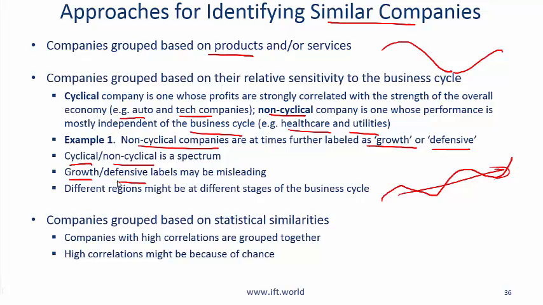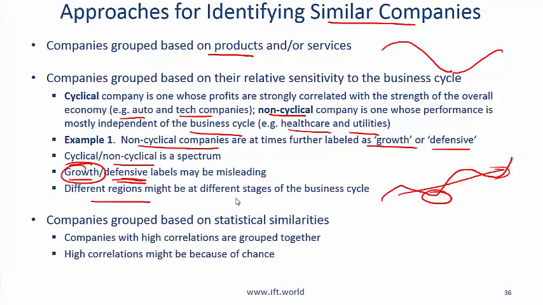Growth and defensive labels may be misleading in the sense that you might have a defensive company, such as, let's say, a company that sells toothpaste, or you might have retail outlets, so grocery store chains. But when the economy is not doing well, then even though they are defensive, there might be extra pressures and they might not do so well. And growth companies, their growth might slow down when the economy is slowing down.